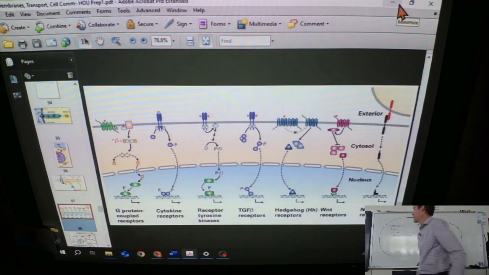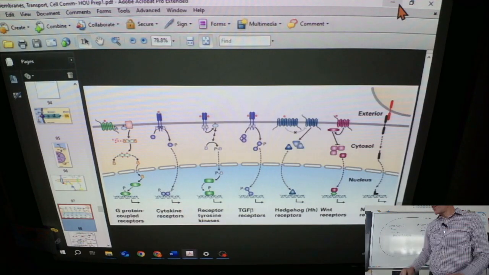All right, so that's the hedgehog pathway. Notch receptors, when fruit flies have that, they have all these weird notches in their wings.